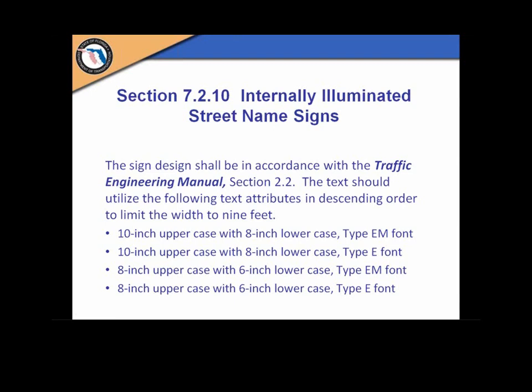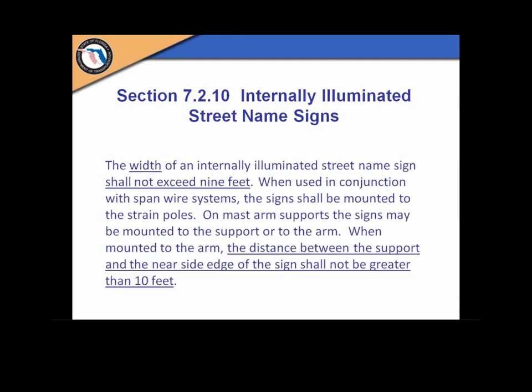So the object of putting this in the plans preparation manual is to standardize or to limit our internally illuminated street name signs to 9 feet. And this gives guidance as to how to accomplish that as far as the layout of the sign. There were some other things that we did that relate to internally illuminated street name signs. This again goes over the maximum width of shall not exceed 9 feet.